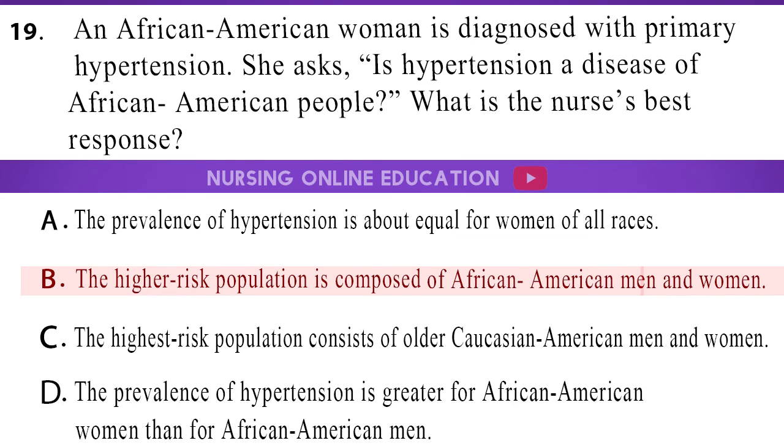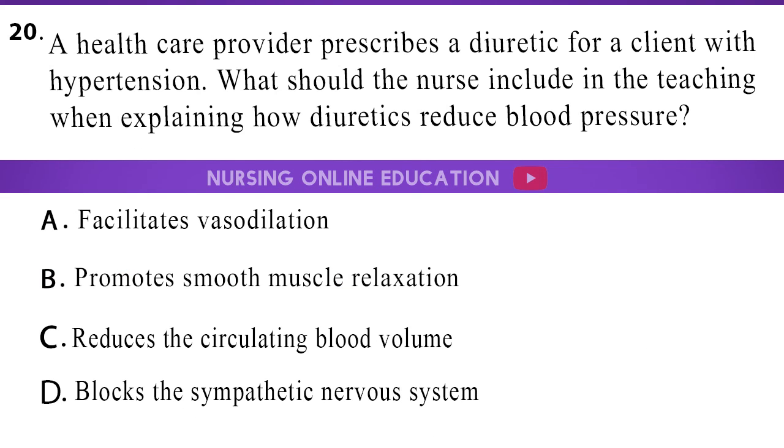The answer is option B. The higher risk population is composed of African American men and women. 20. A healthcare provider prescribes a diuretic for a client with hypertension. What should the nurse include in the teaching when explaining how diuretics reduce blood pressure? A. Facilitates vasodilation. B. Promotes smooth muscle relaxation. C. Reduces the circulating blood volume. D. Blocks the sympathetic nervous system.